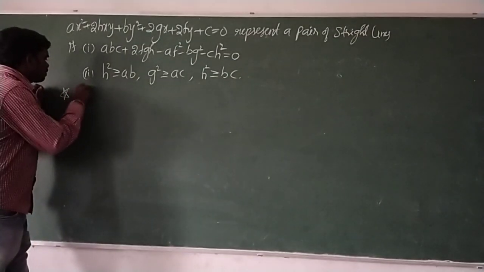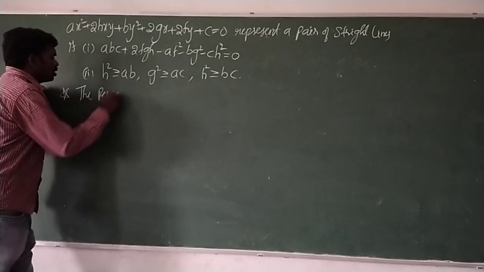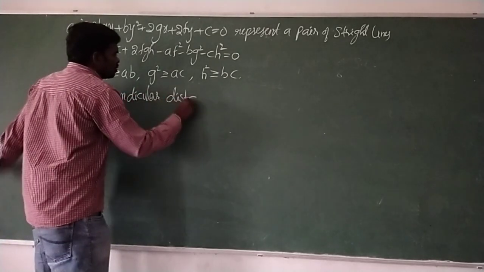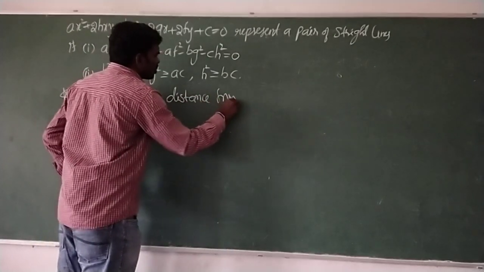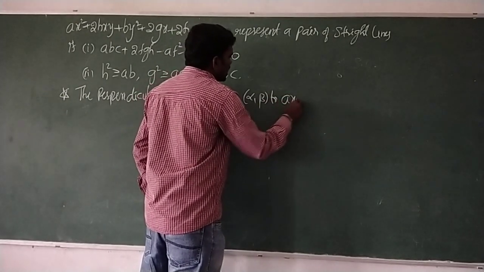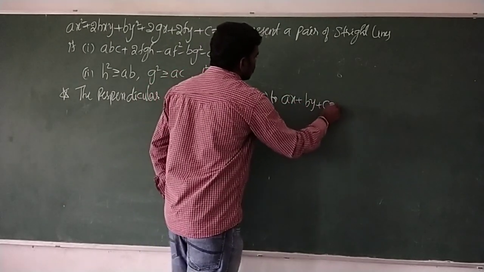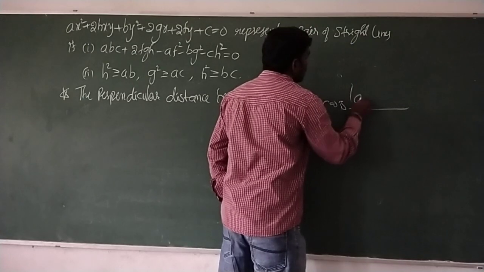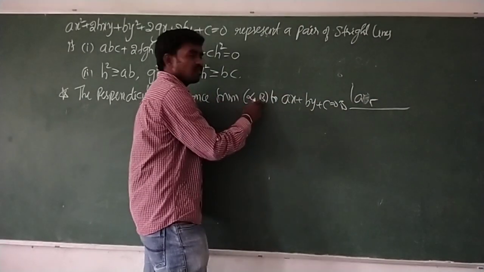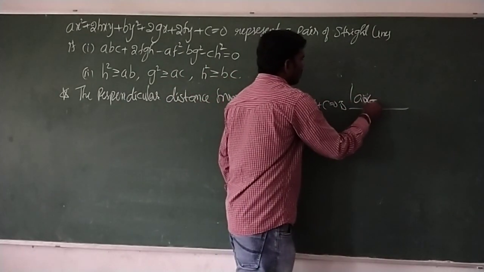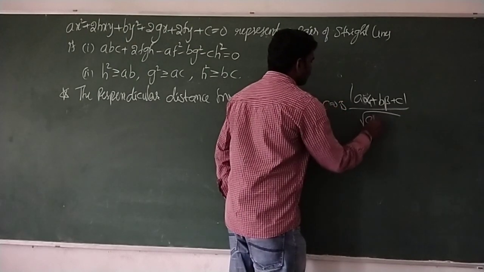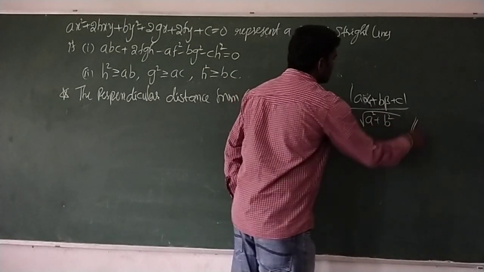The perpendicular distance from the point (alpha, beta) to a straight line ax plus by plus c equal to 0 is what? Modulus of a alpha plus b beta plus c, divided by root of a square plus b square. See here, the point is taken as (alpha, beta).